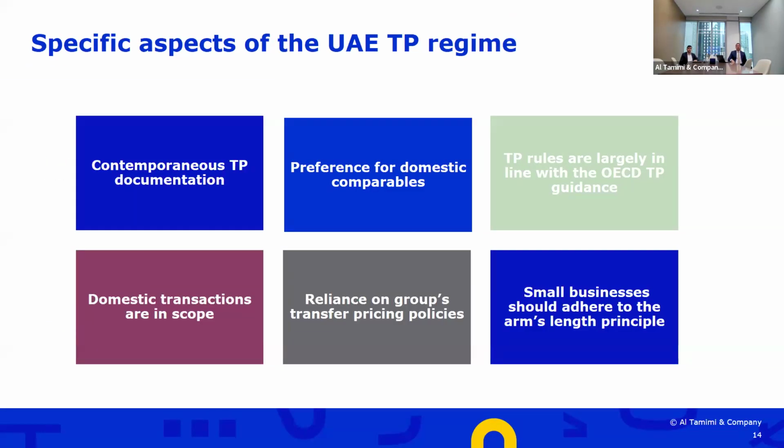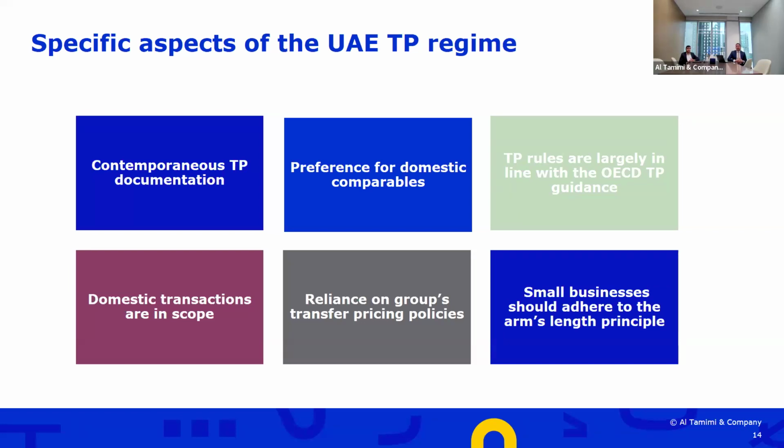Now, we're not going into details, but I think it's quite important to mention a few things that are specific to the transfer pricing regime in the UAE. Firstly, there is a need to prepare contemporaneous TP documentation. Contemporaneous TP documentation means that you have to prepare the TP documentation either at the time that the controlled transaction is taking place or by the time you file the tax return. That's actually an interesting point in the FTA guide.